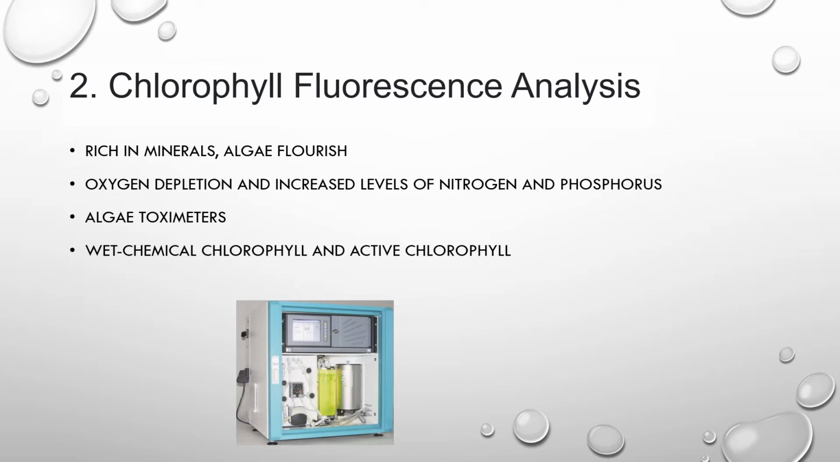Second is the chlorophyll fluorescence analysis. Algae flourish when the surface of the water is rich in minerals. This will lead to oxygen depletion and increased levels of nitrogen and phosphorus, which can be toxic to the flora and fauna. This can be measured by using an algae toximeter. It will indicate the percentage of wet chemical chlorophyll and also active chlorophyll.